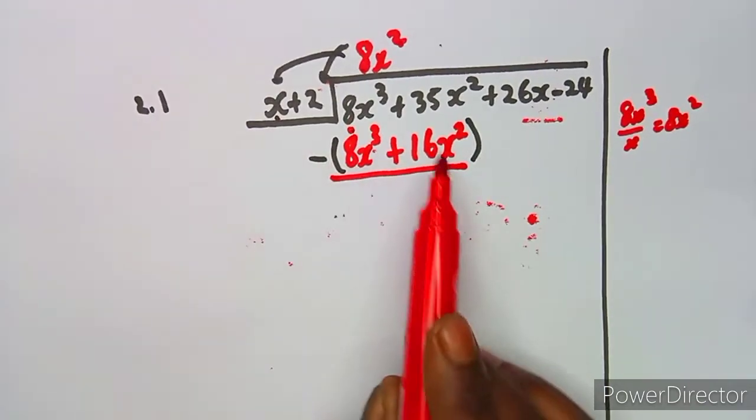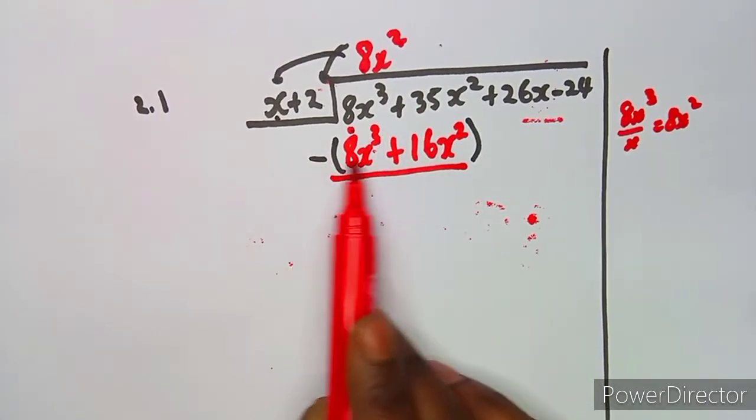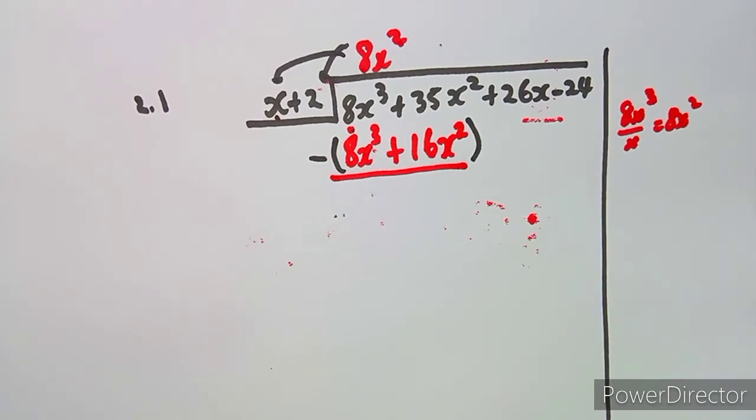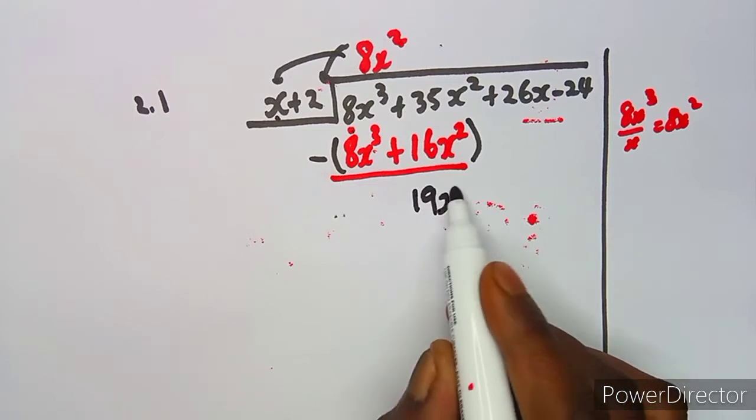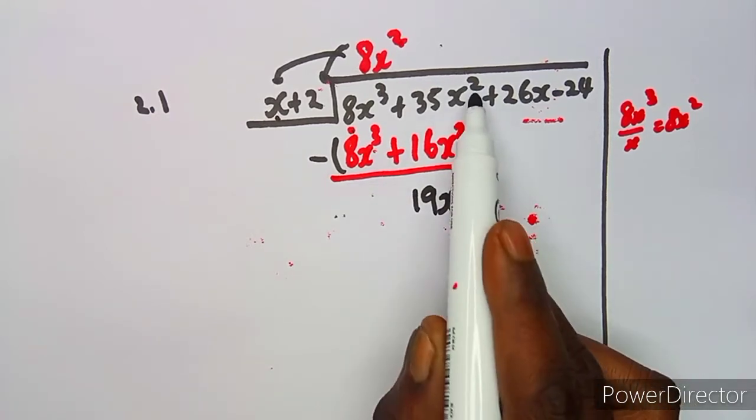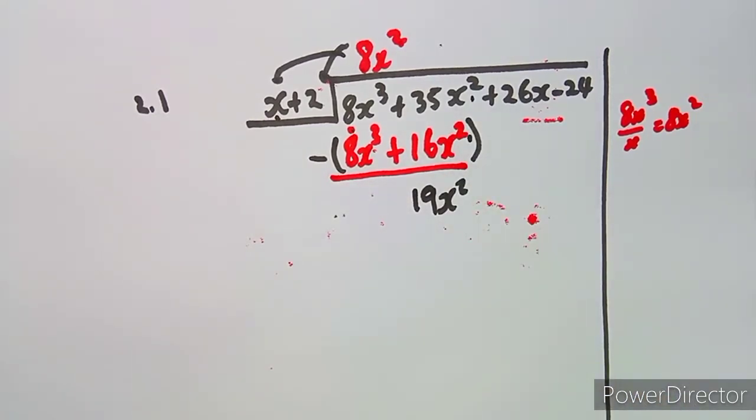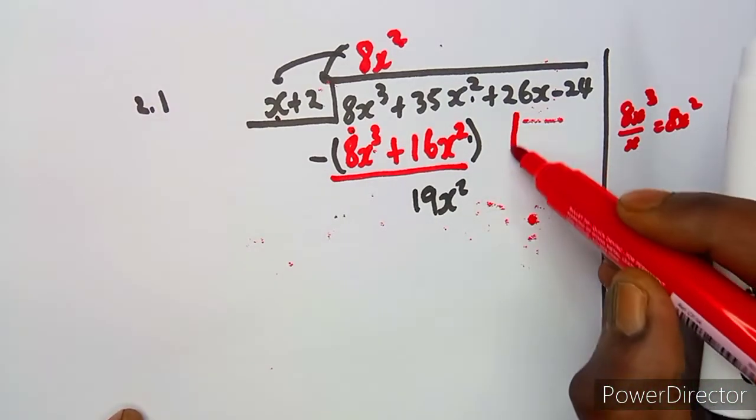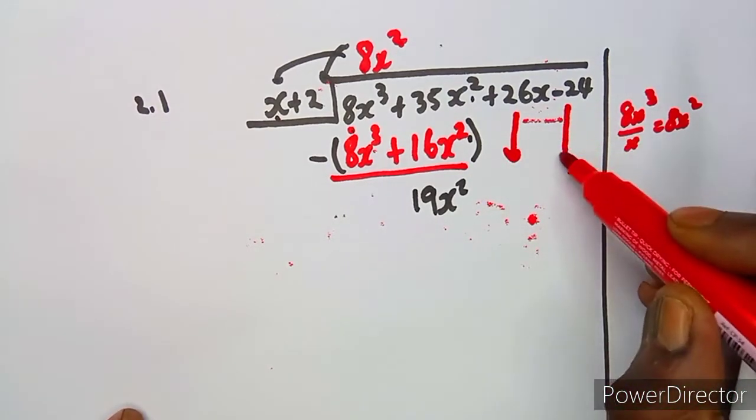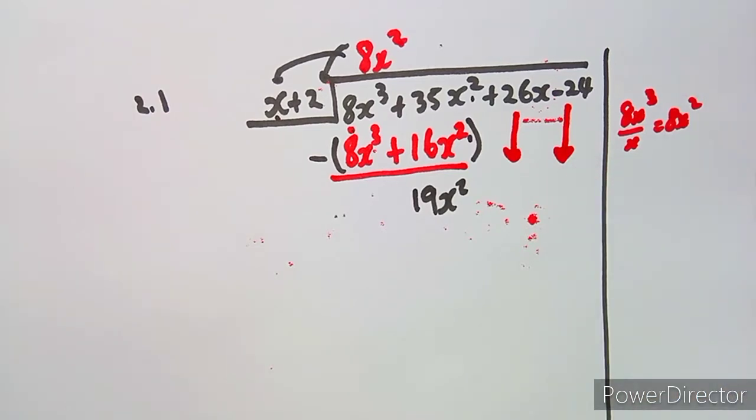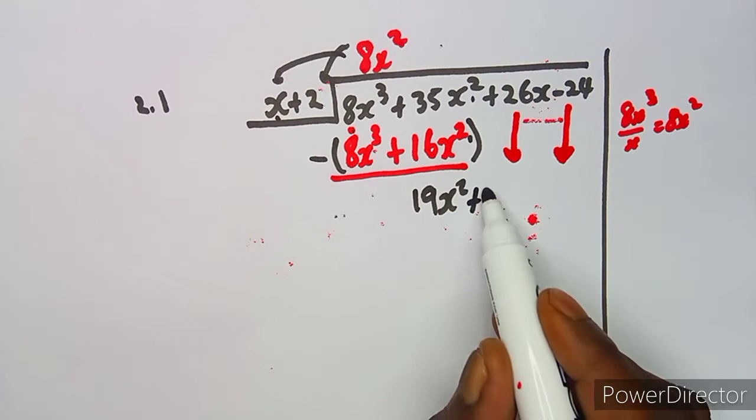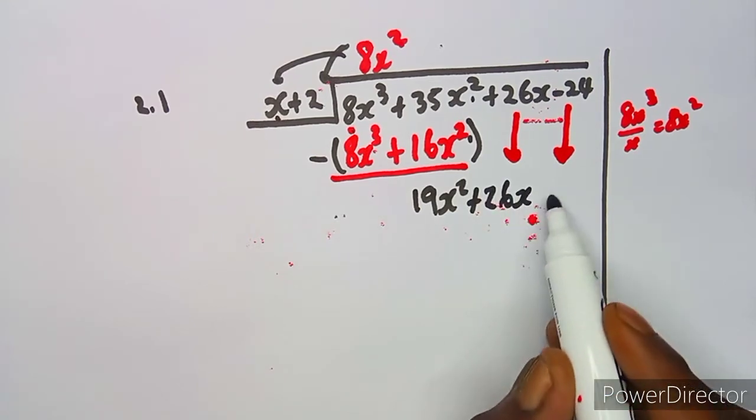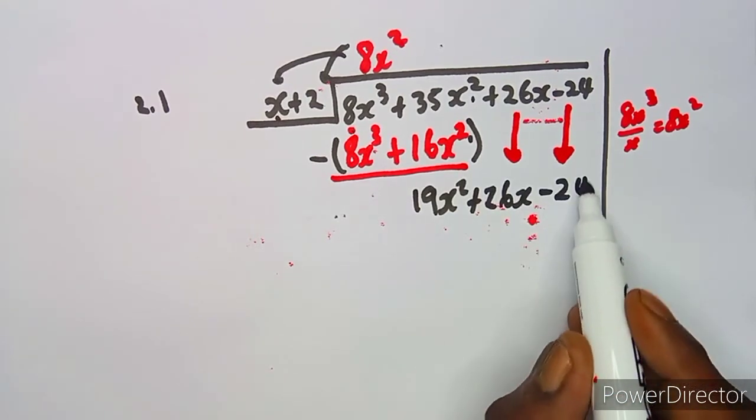8 minus 8, that's a 0. So you're going to have 35 minus 16, and 35 minus 16 is going to give us 19x squared. So we work with x squared and x squared. Then you drop these down. You have to take these ones down. You have done subtracting, so you take these ones down. So it's plus 26x minus 24. You take them down like this.